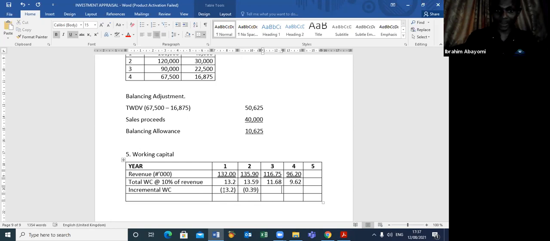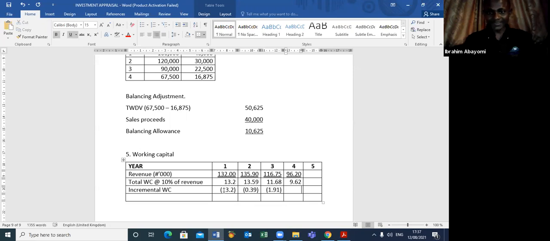Next is another increment again, 11.68 minus 13.59 will give me 1.91. That's another increment, 1.91.